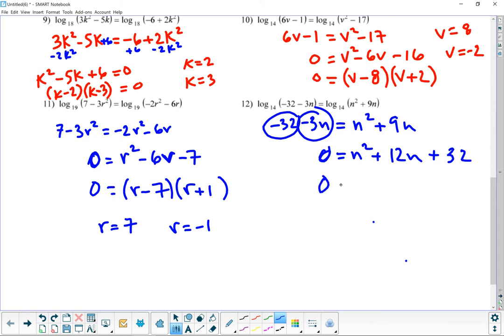And again, I'm pretty confident that this will factor. So n squared makes n and n. 32, but also adds to be 12. Whew. You know what? I think it's 8 and 4. Right? So it's going to be positive 8 and positive 4. So my final answer, n equals negative 8. n equals negative 4.